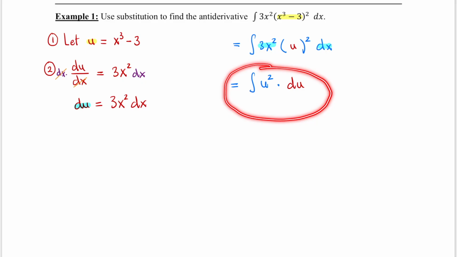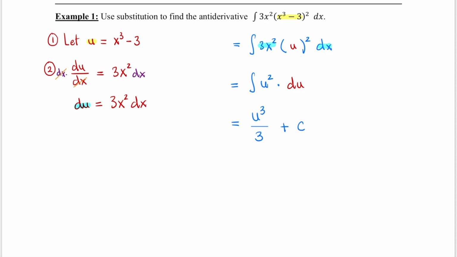So now, the problem is much easier. We just integrate. Using the power rule to integrate u squared, we add 1 to the exponent and divide by the new exponent. So we have u to the third over 3. And do not forget to add the plus c.